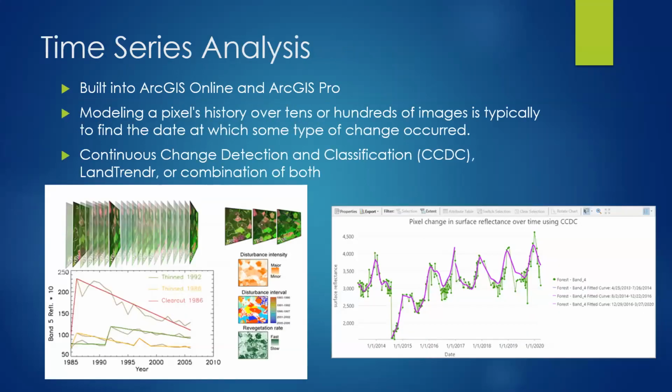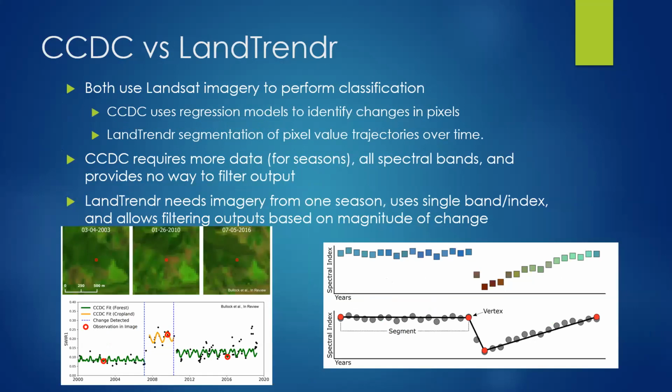Now, the time series analysis, as I said, is the meat of the project, and it's built into both ArcGIS Online and ArcGIS Pro through the Change Detection Wizard, and it'll model a pixel's history using tens or hundreds of images over the years. Now, there's 2 to 3 different ways to go about running a time series analysis. There's continuous change detection and classification, CCDC. There's LandTrendr, and there's a combination of both that uses little bits of methods from each change detection. And there's similarities and differences between the two, albeit some are minor and some are major.